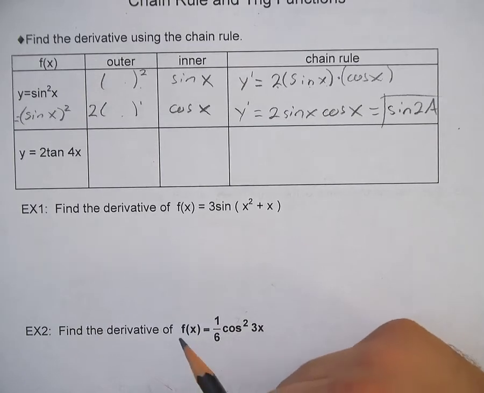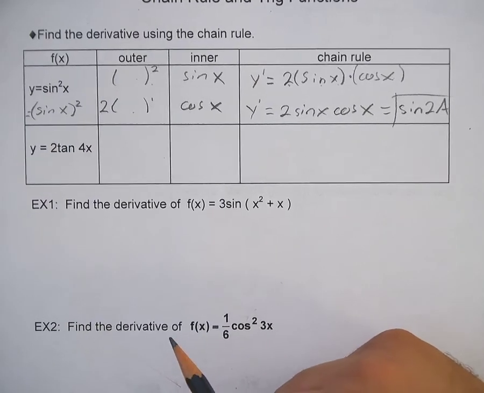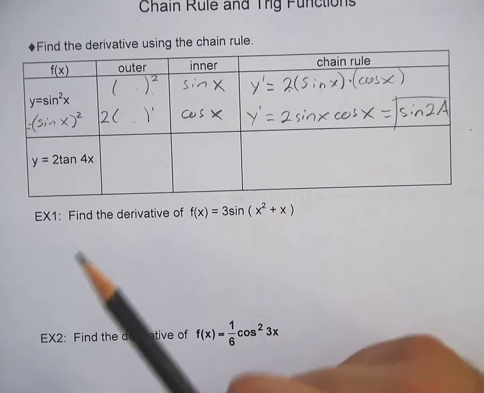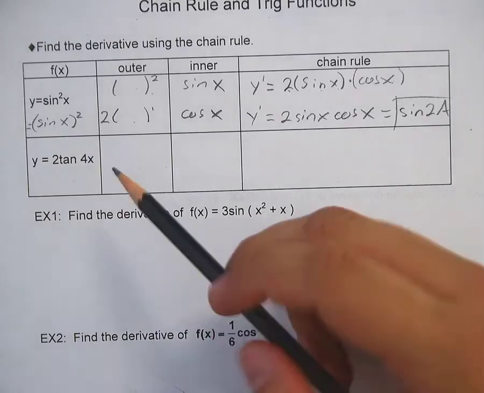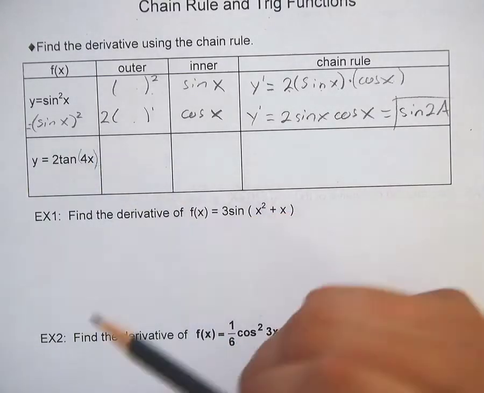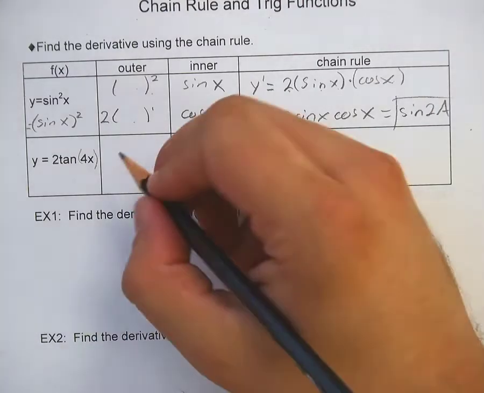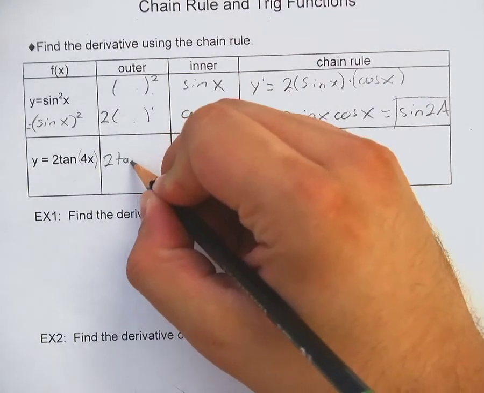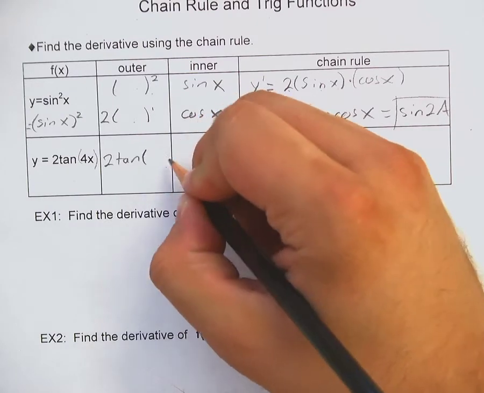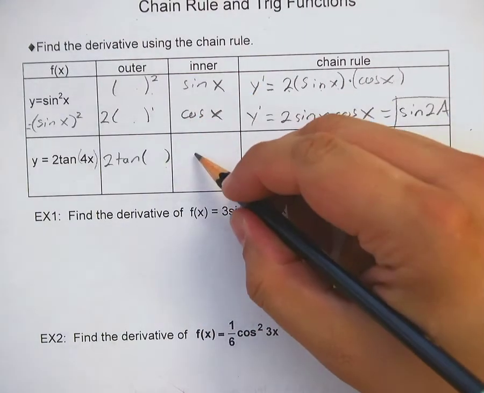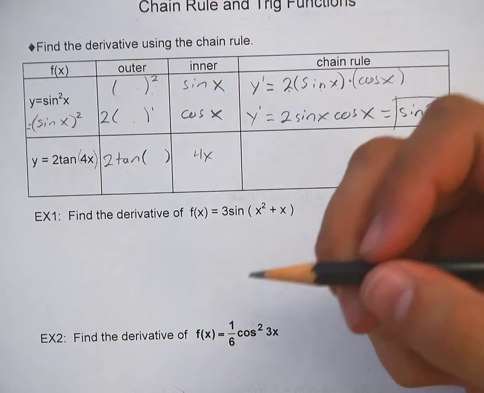All right. On the outside of the next one here, 2 tangent of 4x. So again, the 4x here is going to be the inside. So we've got the outside is 2 tangent, parentheses. The inside is the 4x. So take the derivative of that.